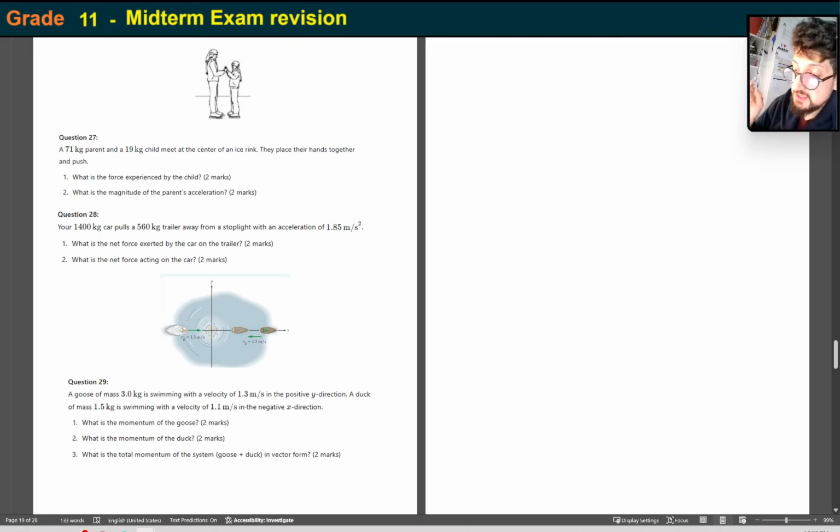Oh, this question has an issue. Right, I'm going to change the question. I'm going to make it make sense because this one has an issue that was pointed out to me by my colleague. So let's have a look. A 71 kilogram parent and a 19 kilogram child meet at the center of an ice rink. They place their hands together and push. What is the force experienced by the child?